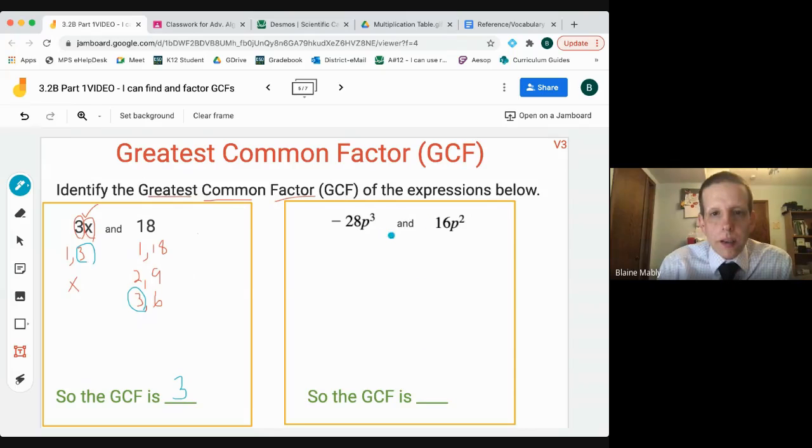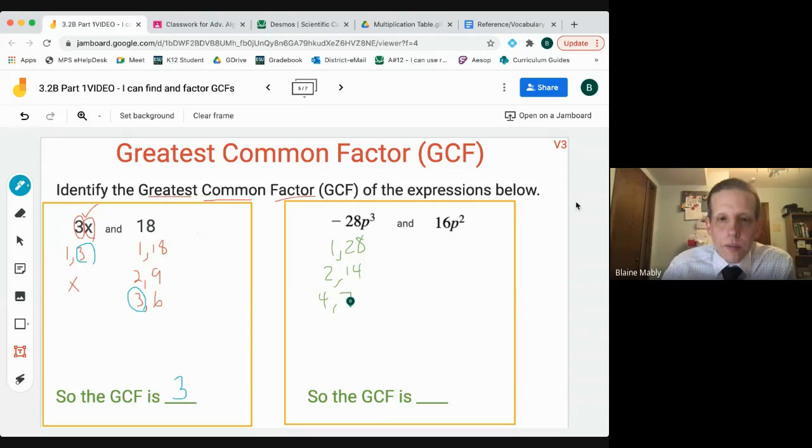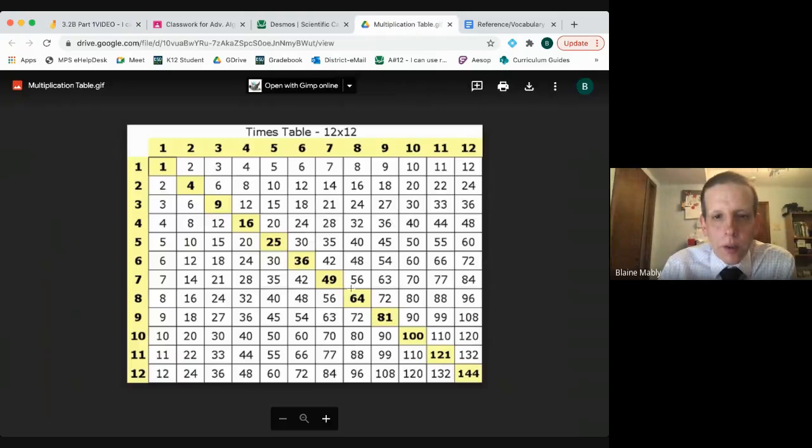All right, let's talk about this one. Here I have negative 28p to the power 3 and 16p to the power 2. I need to identify the greatest common factor. So here we're going to do the same idea. Take this number, and we're going to forget about the negative. We don't really need to worry about the negatives for this. So just the factors of 28, just the positive factors: 1 and 28, 2 and 14, 4 and 7. And again, you could use a multiplication table.